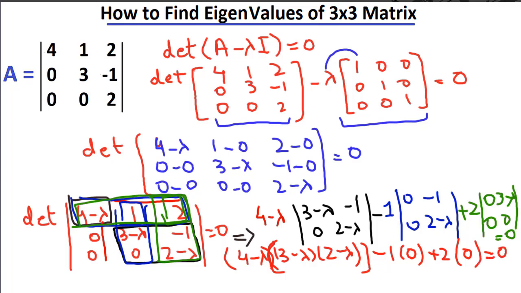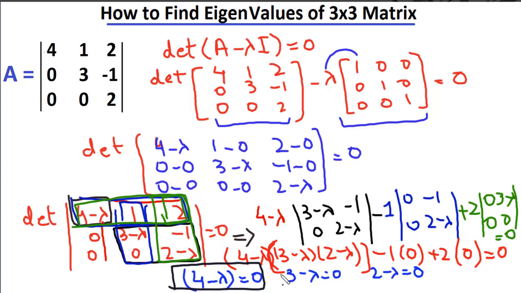So what is left is, I will change the color. 4 minus lambda equals 0, and then 3 minus lambda into 2 minus lambda. Another is 3 minus lambda and 2 minus lambda, they will also be equated with 0: 3 minus lambda equals 0 and 2 minus lambda equals 0. So what will be the final values of lambda? We will solve these 3 equations. Which 3? This one, this one, and this one.